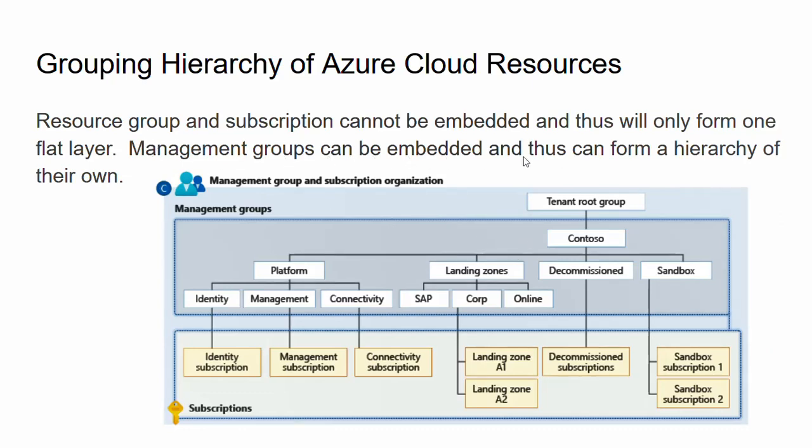But management groups can be embedded into themselves and thus form a hierarchy of their own. There's a root group of the management groups, then there are multiple layers and multiple branches of management groups. Within each management group, there can be multiple subscriptions, but each subscription can only have one management group. Then under each subscription, there will be multiple resource groups, but each resource group can only have one subscription.